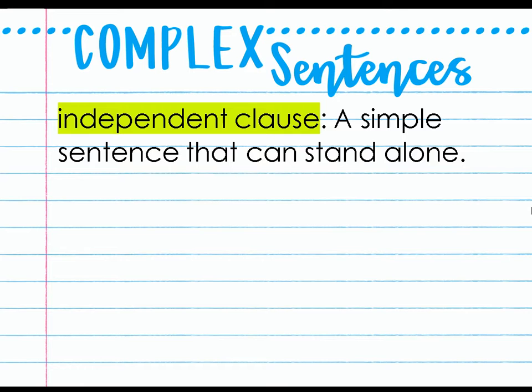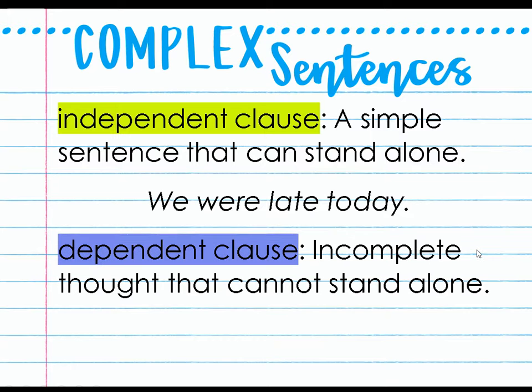An independent clause is a simple sentence that can stand alone. For example, we are late today. That is a simple sentence. It has a subject with we, it has a verb with were, so it is a complete thought.